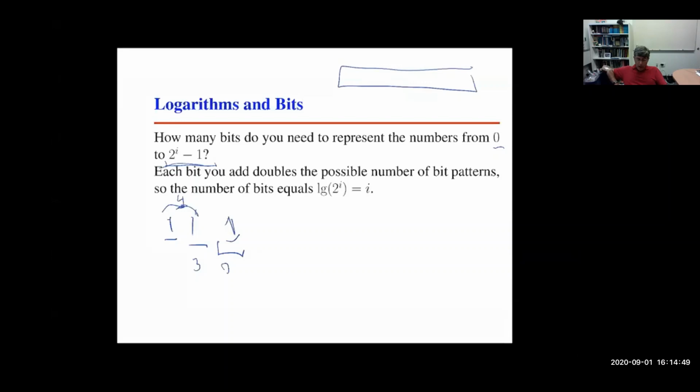Okay, so if I want to get up to 2 to the I, I've got to do the log of 2 to the I. The log of 2 to the I is I. Does everybody agree that I would need I bits to get up to 2 to the I? Which is equivalent to saying if I want to get up to n, I want to have log n bits. Any question? Log n counts the number of doubles or halves that we have. Any questions? Good.